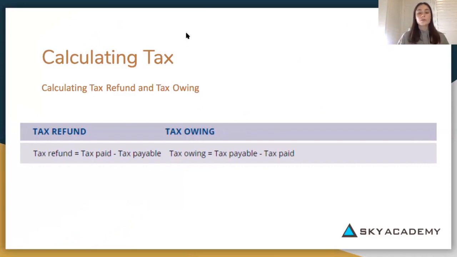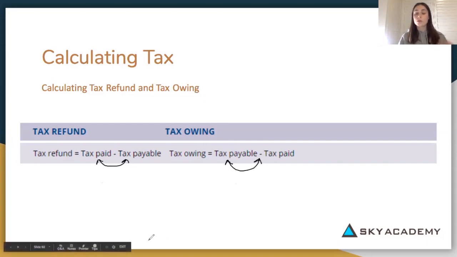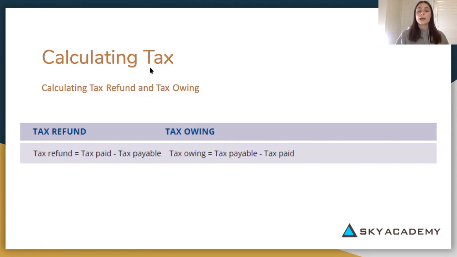So here are the two formulas for the tax owing and tax refund. Tax refund is your tax paid minus the tax payable, and your tax owing is tax payable minus the tax paid. So it's just flipped around the other way for these two. You pay tax on your income, and depending on how much tax you pay as you go, by the end of the year, you will get a tax refund or you'll owe more tax. So let's have a look at an example.